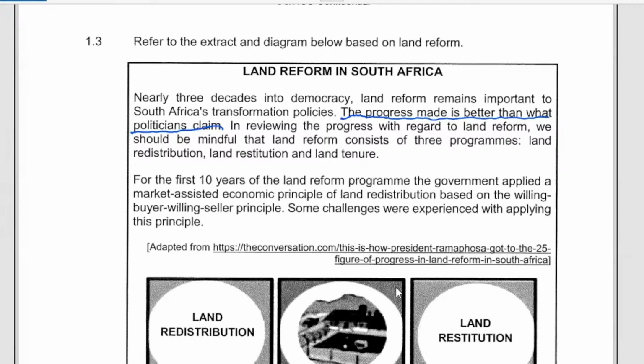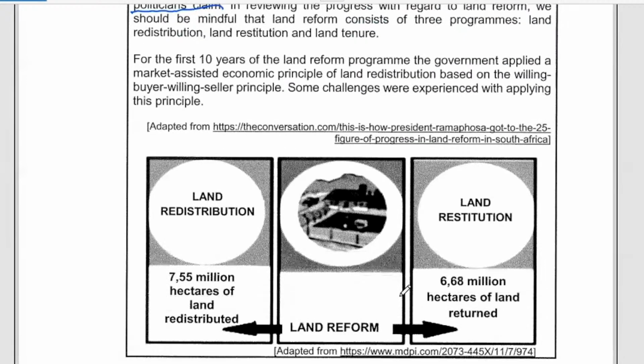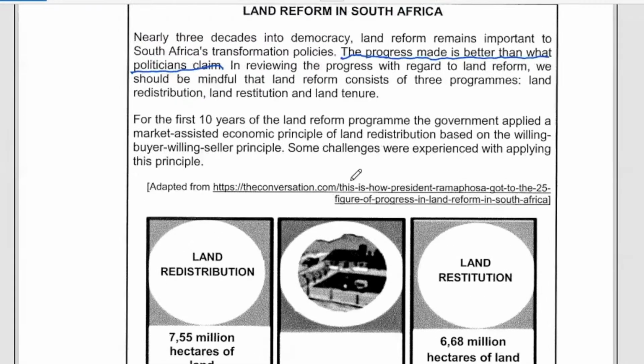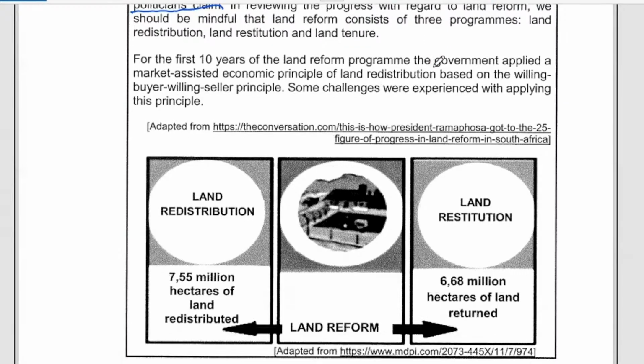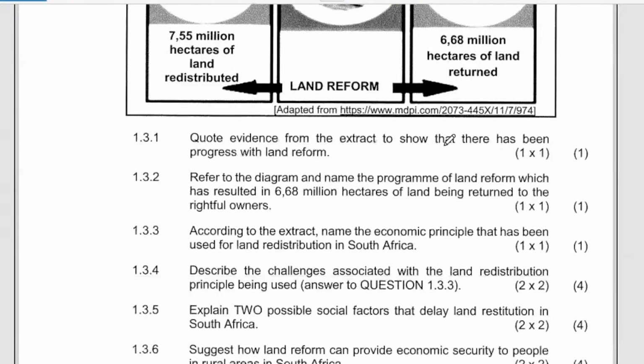Land reform is actually succeeding in South Africa, and there's progress which has been realized through the practice of land reform aspects of redistribution, restitution, and land tenure. So our response, we quote it from there. The progress made is better than what our politicians claim. Right, moving on to the next question, number 1.3.2.